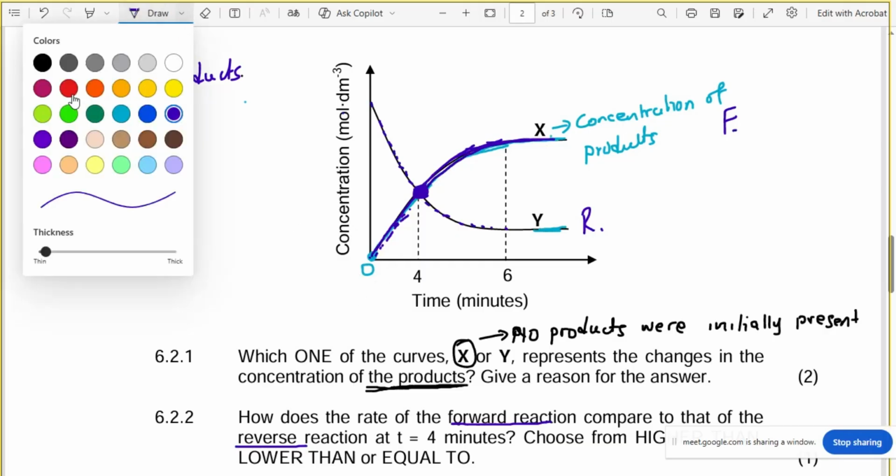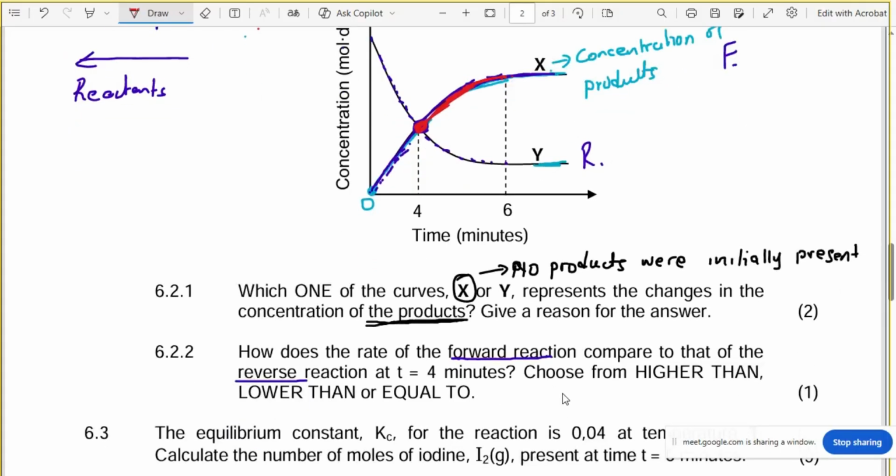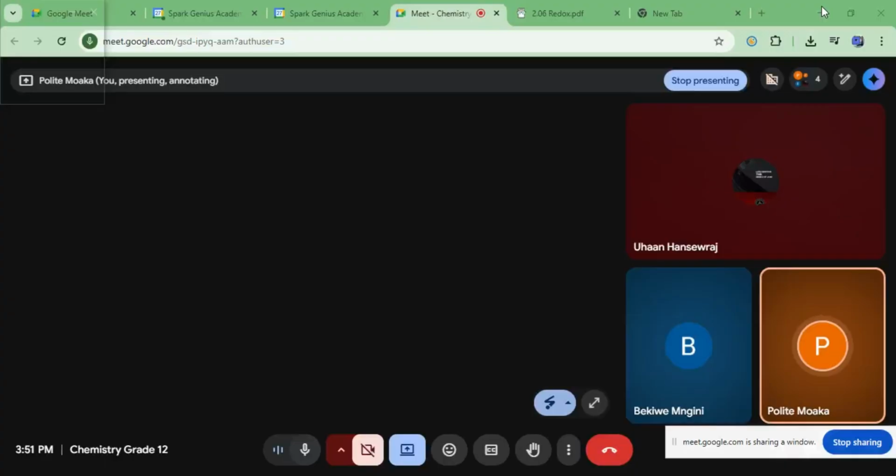Now, to answer this question, I'm going to say at T4, the system has not reached equilibrium, right? So since it has not reached equilibrium, we can see that the concentration of the products is still increasing. So this tells you that the forward reaction is higher than the reverse. The forward reaction is happening faster than the reverse. So the correct answer is higher than. Are you happy with that? Yes. Yeah.